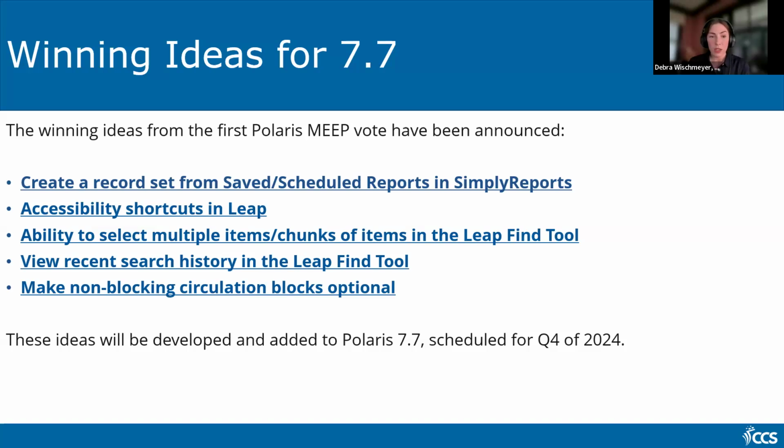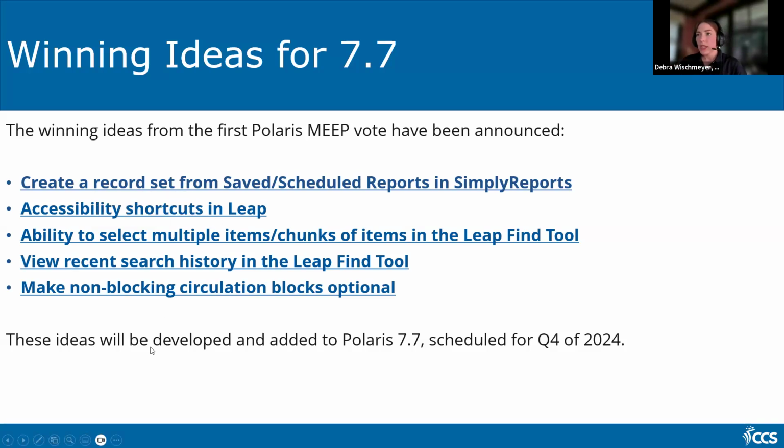So I think that's going to be a really cool feature for, let's say, maybe record cleanup. So maybe you want to create a record set, again, like to de-new your new books. So you want to create a report in Simply Reports to find things that are new and have been there for more than 6 months. You can run that every month. Polaris will auto update a record set, and you can use that record set to complete bulk changes.